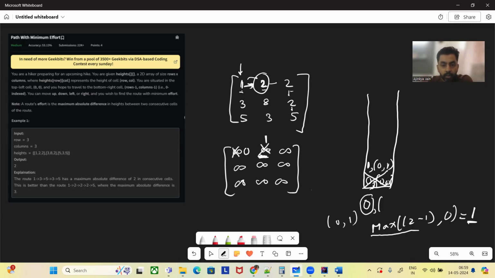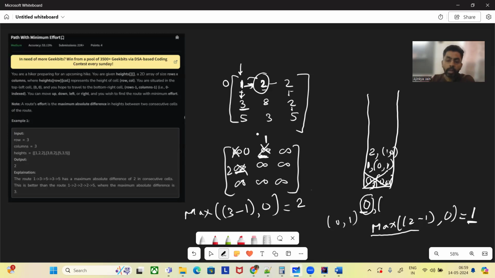Similarly, we are also going to consider this one. It is 3. So what is the formula going to be? 3 minus 1, since we are coming from 1, and the previous distance. The previous distance was 0. So the maximum will be 2. Again, we compare with this one. Yes, this is lesser, so we update it to 2. We also push into the priority queue 2, comma, this position. What is the position? 1, comma 0.